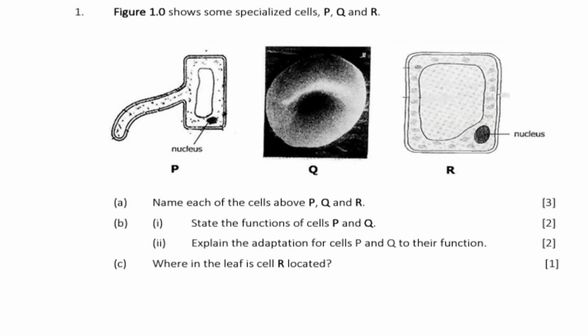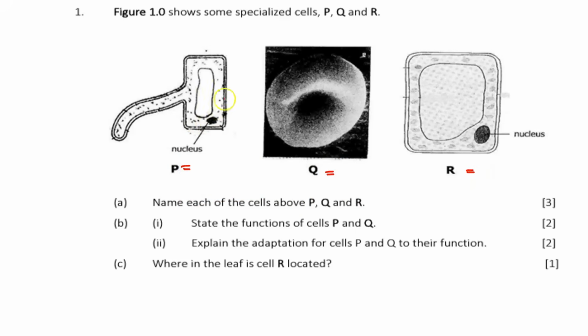Up to this question, let us look at this question. Figure 1.0 shows specialized cells P, Q, and R. Name each of the cells above, that is P, Q, R. So we are going to name the cells. So what is cell P? What is cell Q? What is cell R?